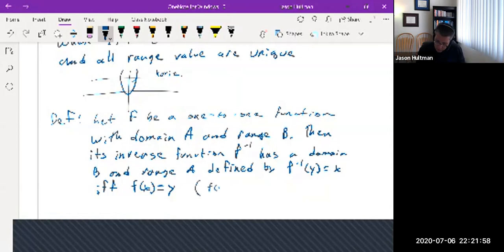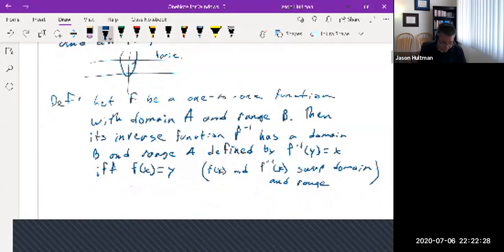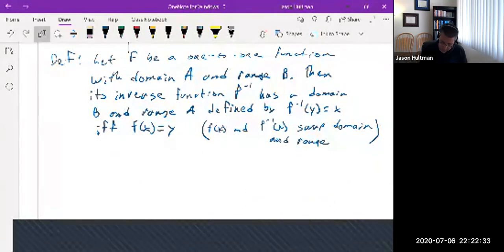So f of x and f inverse of x swap domain and range. Okay, what was the domain for the original function is the range for the inverse, and what was the range of the original function is the domain of the inverse. Okay, so vice versa. Domain and range get swapped.